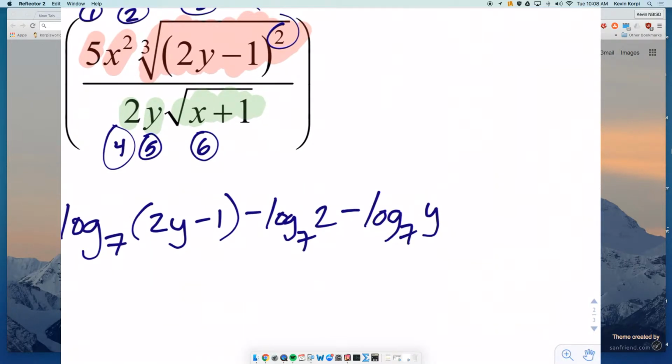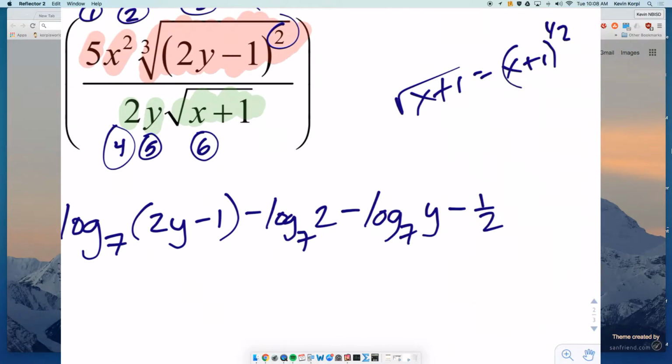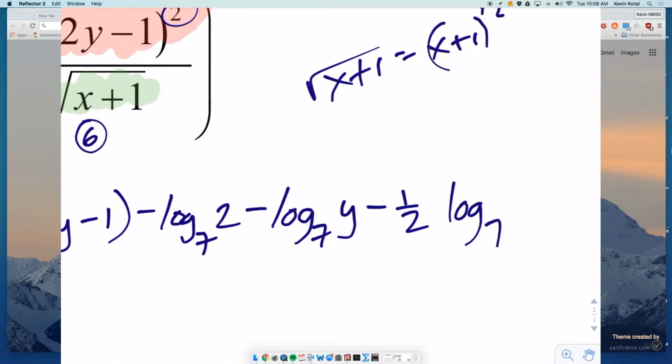finally, we have x plus 1, which is really to the what power? The square root would be x plus 1 to the what power? 1/2, right? So, again, you can just think of that in your head. It's going to come out front, so if you don't want to leave a space, you'll get really good, and you'll just say it's 1/2 log base 7 of the quantity x plus 1.